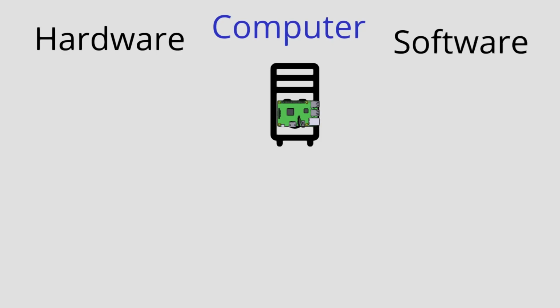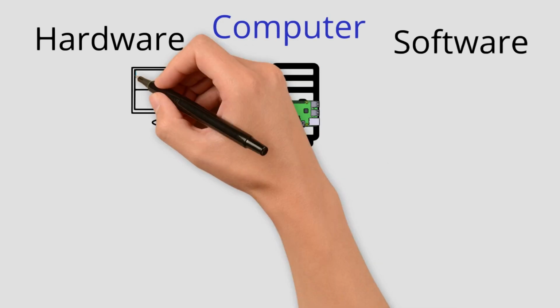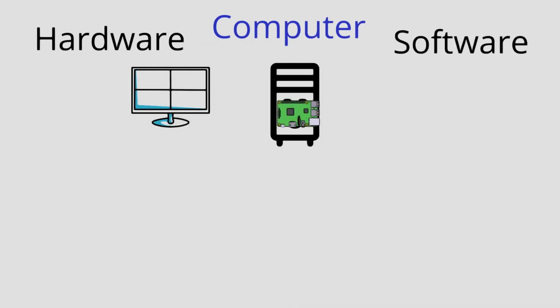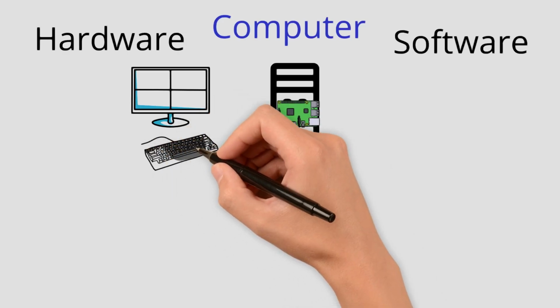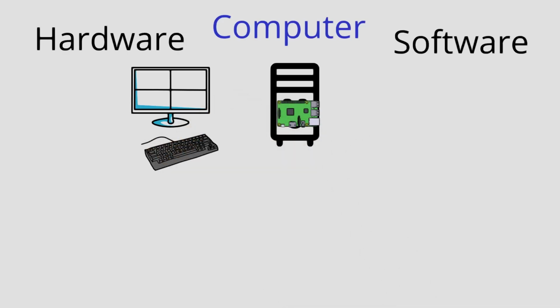Then there's the monitor, like the computer's face. It shows us what the computer is thinking or doing. Next, we have the keyboard and mouse. They are like our tools to talk to the computer and tell it what we want it to do. When we put all these hardware parts together, we get a computer, a powerful machine.